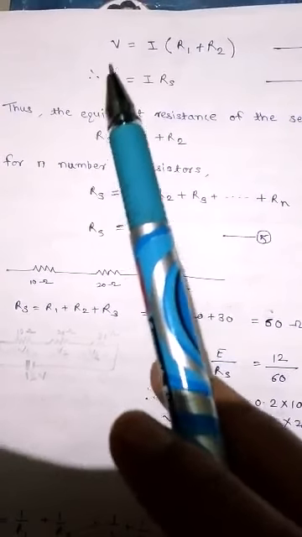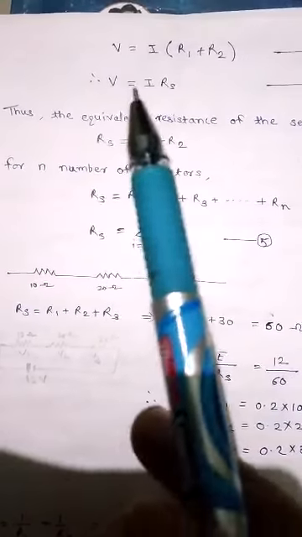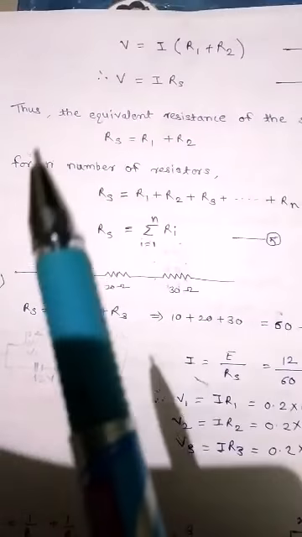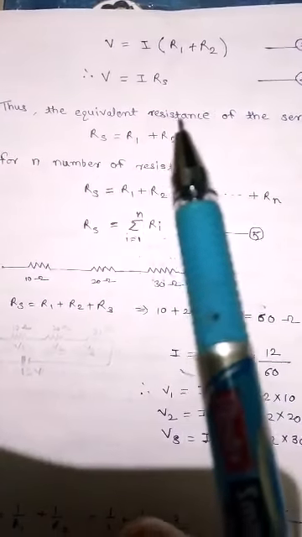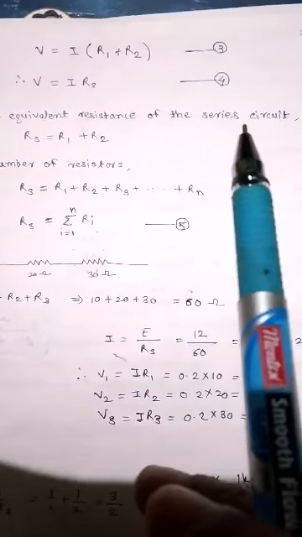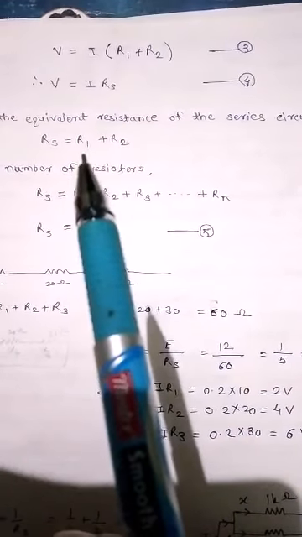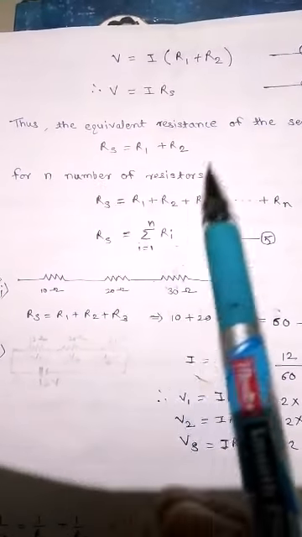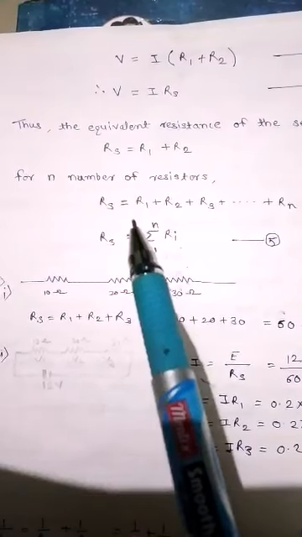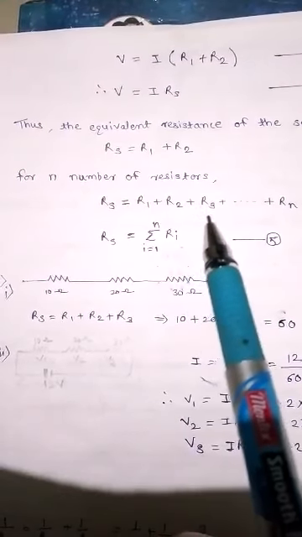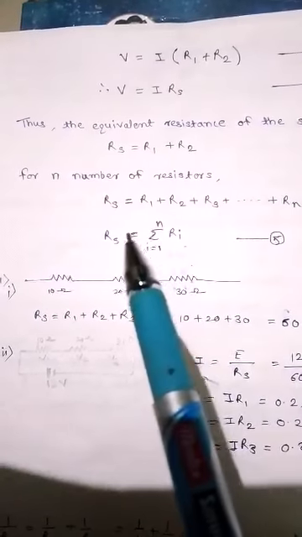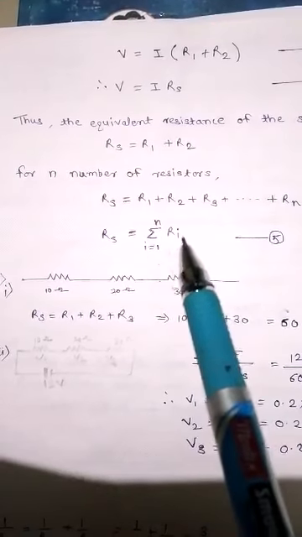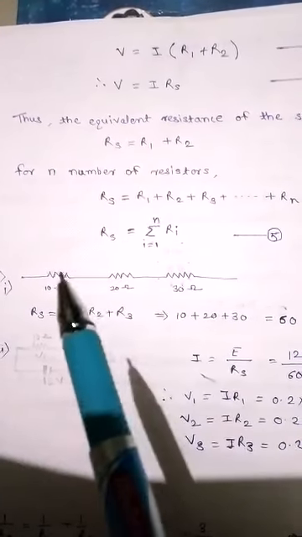So we get equation V is equal to I RS. Thus, the equivalent resistance of the series circuit RS is equal to R1 plus R2. And for n number of resistors, RS is equal to R1 plus R2 plus R3 up to Rn number of resistors. So RS is equal to summation of Ri, i starts from 1 to n numbers.